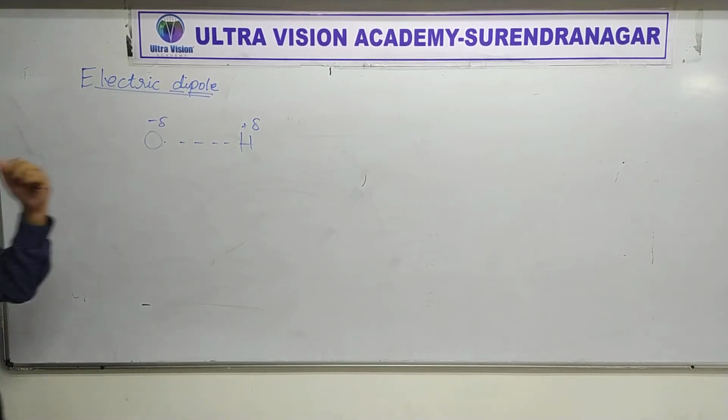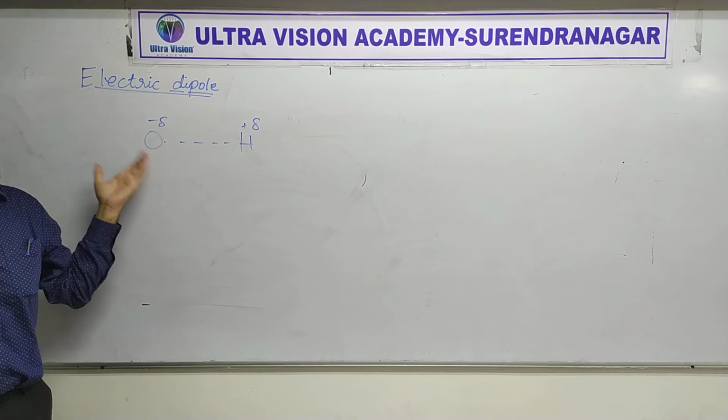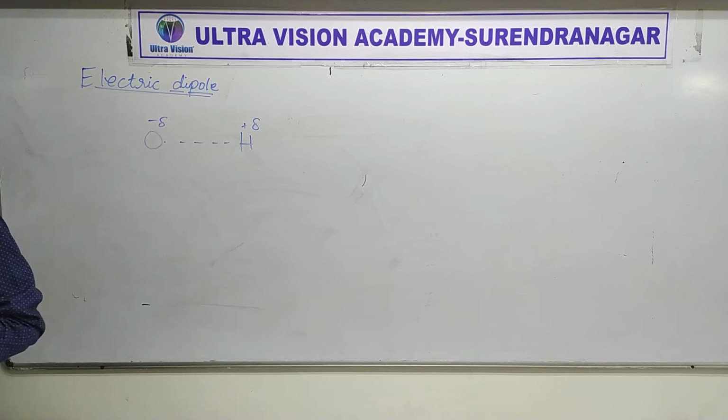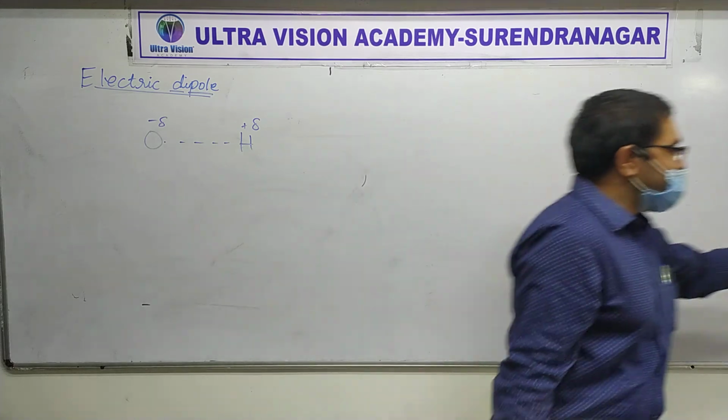And this gets a partial positive charge. So basically this is what makes a dipole. One charge here, another charge there. That's called a dipole. Now let's write the definition.